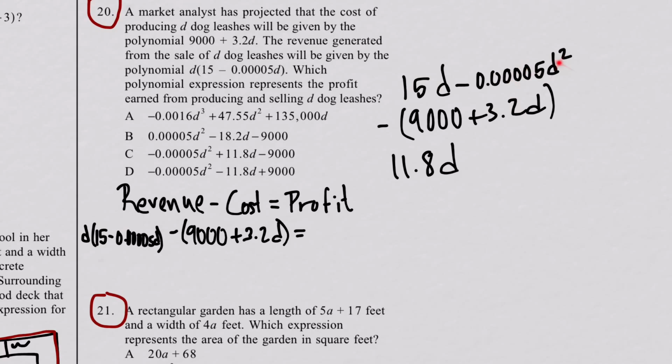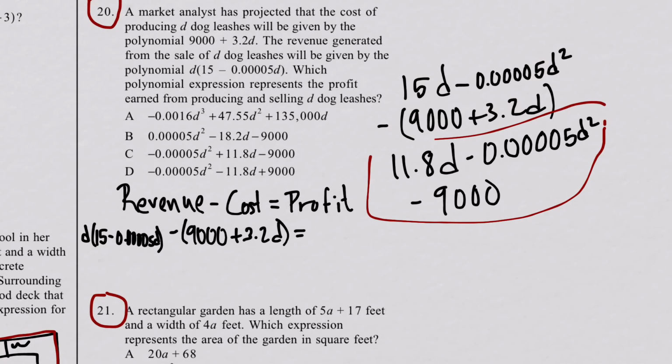This 0.00005D squared is not going to combine with anything else, so it's going to still be there. And same thing for the 9,000 here. Negative 9,000 will not combine with anything else, so it would still be there. So basically, this is your solution.